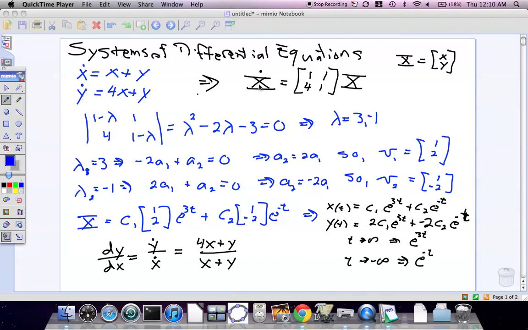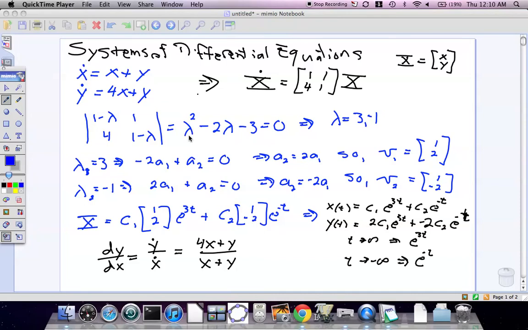Matrix-wise, I could say I have this vector x, which is x, y, dotted, derivative with respect to time, is equal to the coefficient matrix 1, 1, 4, 1 times the vector x. Writing down the eigenvalue determinant matrix, here I have 1 minus lambda, 1, so I'm just taking lambda away from here and here. 4, 1 minus lambda, cross multiply and subtract leads to this characteristic equation.